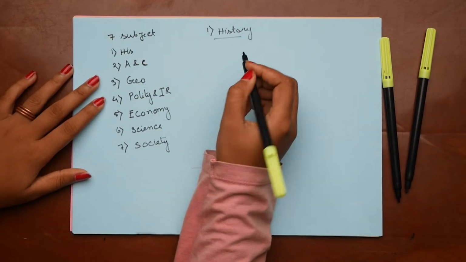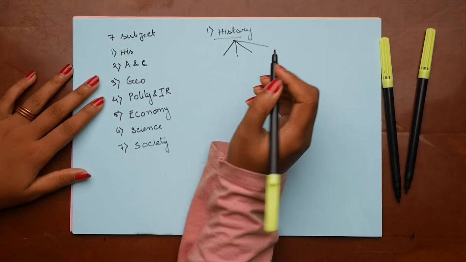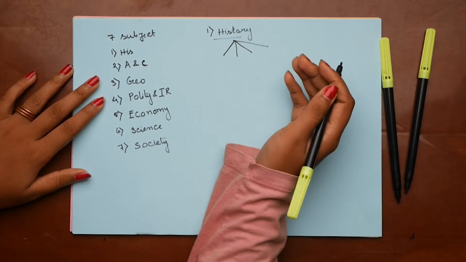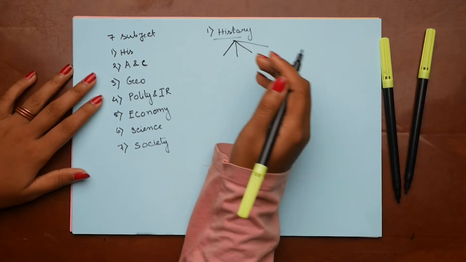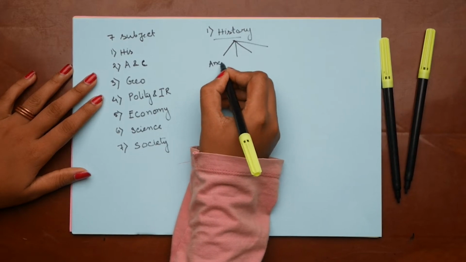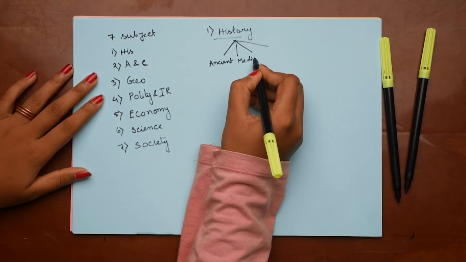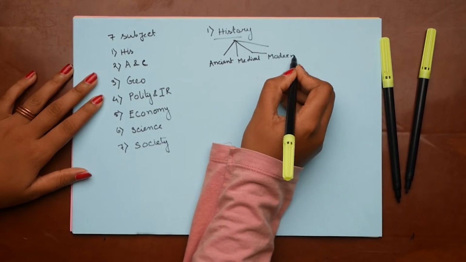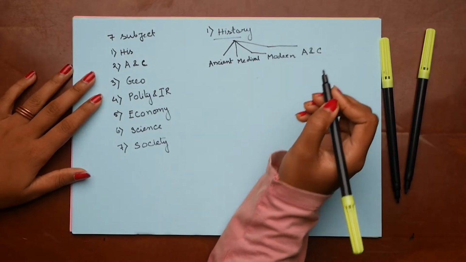History basically has 4 segments. What are those 4 segments? You might know the same if you read the syllabus carefully, as well as if you watch my earlier videos. I have mentioned this division multiple times. So first comes ancient, next is your medieval, then comes modern, and the last one is your art and culture.